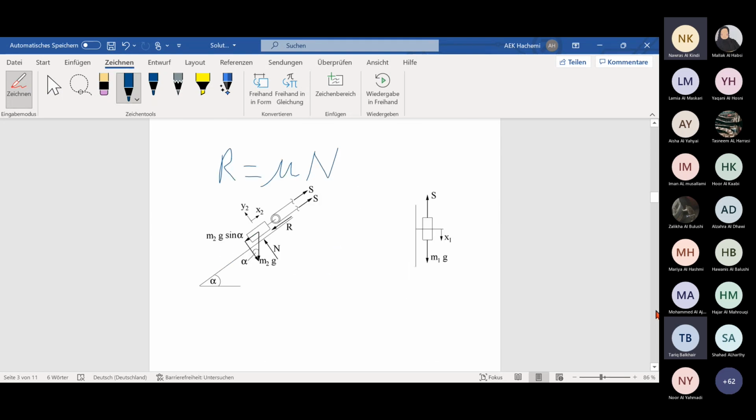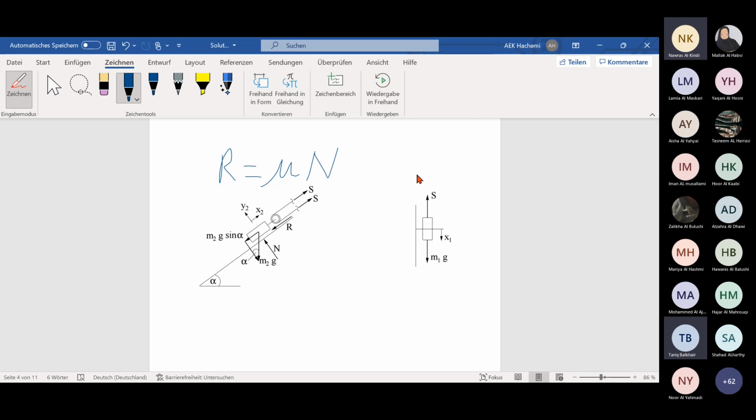Return back now to the picture. We have R, which is mu multiplied by N. Then we have to look now to the equilibrium. In the local coordinate system for the mass M2, we have X2, which is the direction of the motion, and we have Y2. Y2 means there is no motion in the Y2 direction.